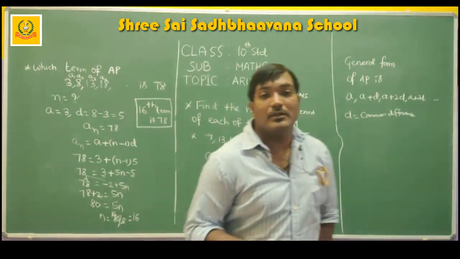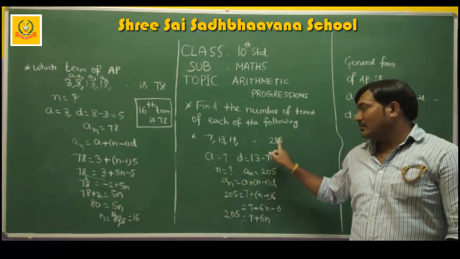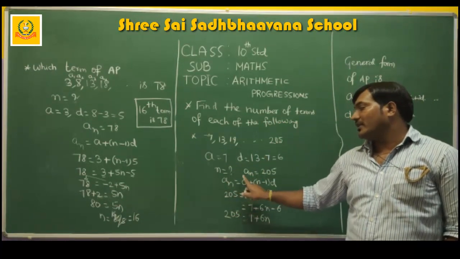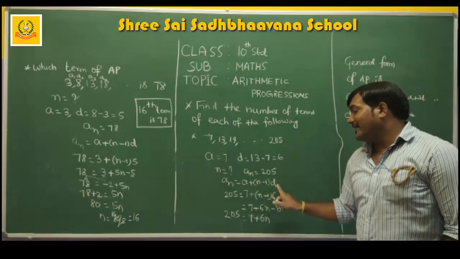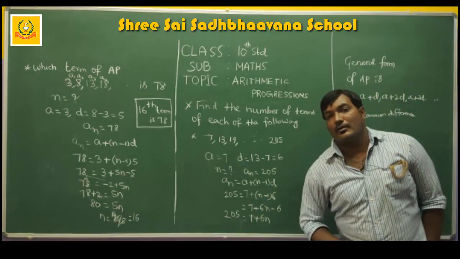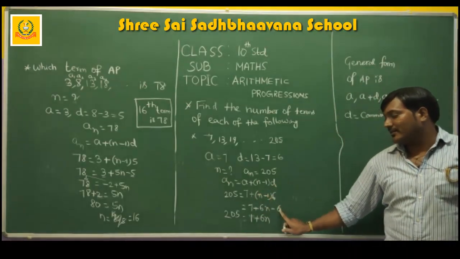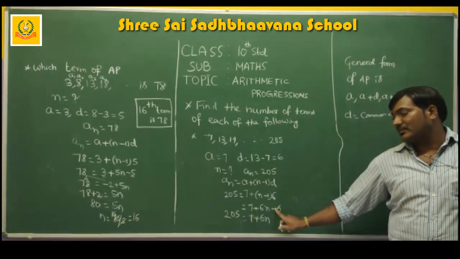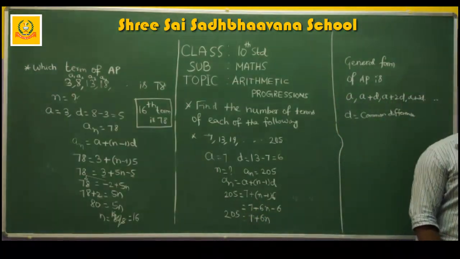Any doubt here? Just look at this once again. The n value we have to find. So an is given as 205. Substitute in the formula. 205 is equal to a is 7 and n we have to find, as it is. d is 6. Okay. So multiply 6 into n, 6n, minus 6 into 1, 6. So here if you see, 7 minus 6 is 1, 1 plus 6n is equal to 205.